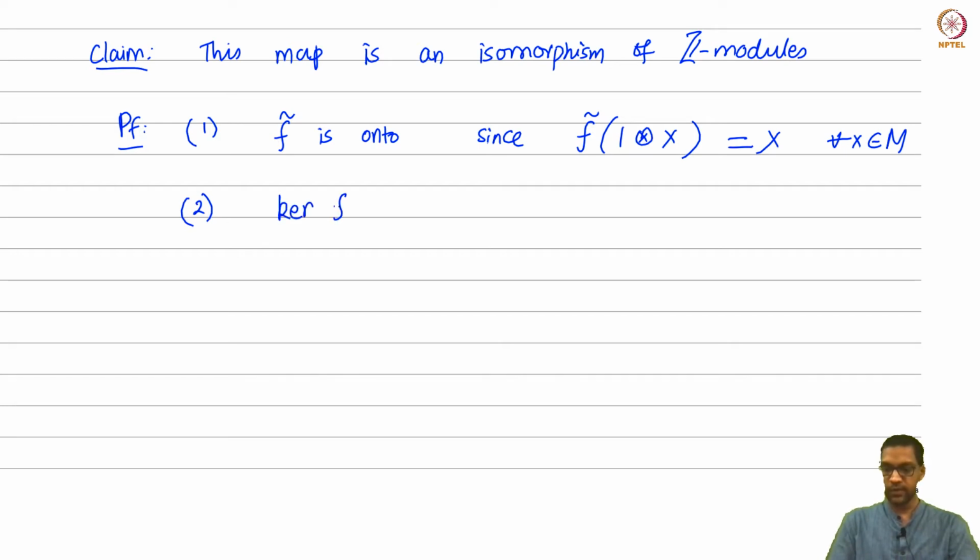So let's try to understand what the kernel looks like. Let's take a typical element of the kernel. Let some element of the tensor product belong to the kernel. This is again where we keep using this important fact that any element of the tensor product can always be written in this form, summation ai tensor xi. Recall this was just another way of saying that the image of alpha generates the tensor product. Suppose this belongs to the kernel.